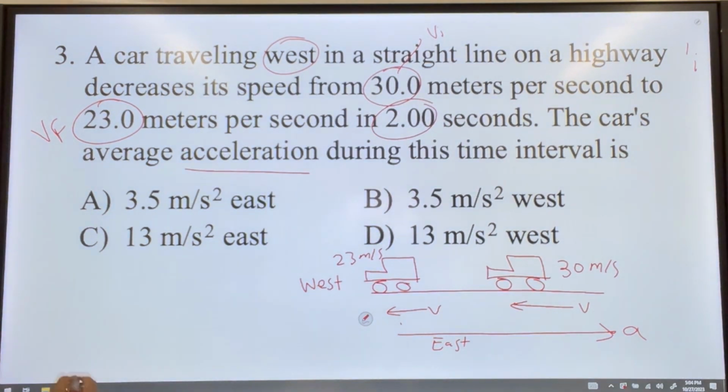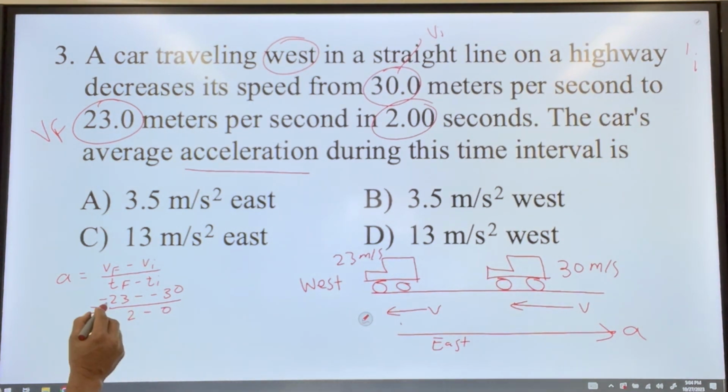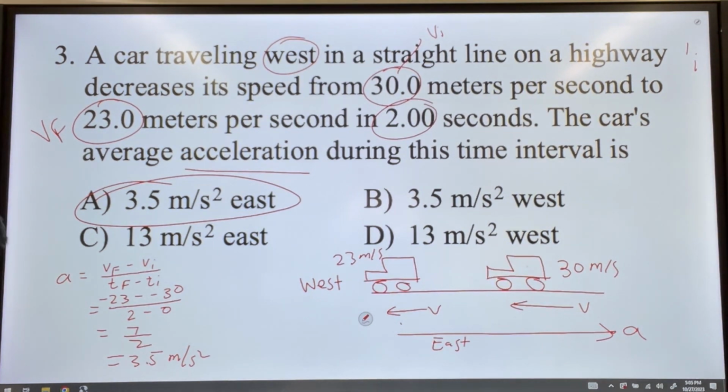Okay, so let's find out whether that's the case. a is equal to Vf minus Vi over Tf minus Ti. So Vf is obviously negative 23, don't forget, because west, minus Vi, which is negative 30, over Tf, which is 2, minus 0. So you have 7 over 2, which is 3.5 meters per second squared, and this is positive, so it is to the east. Okay, and now we're going to go to problem number 4.